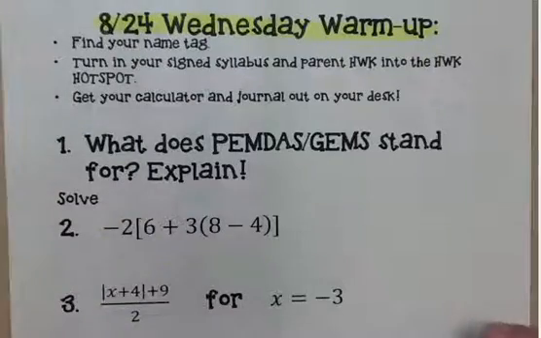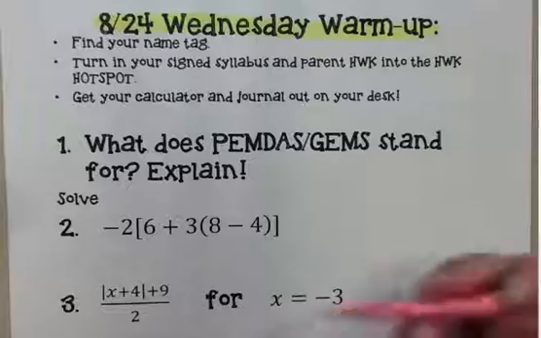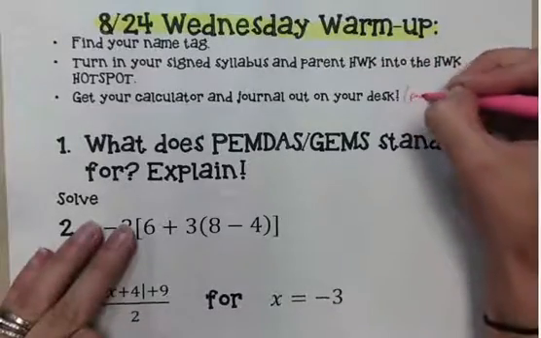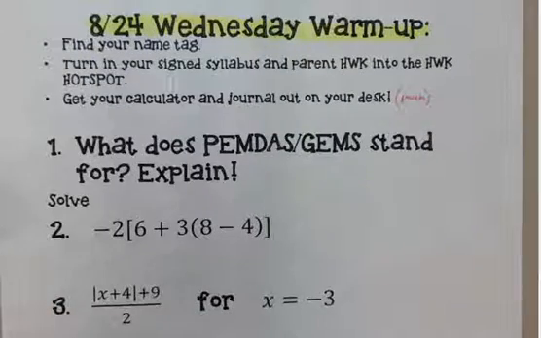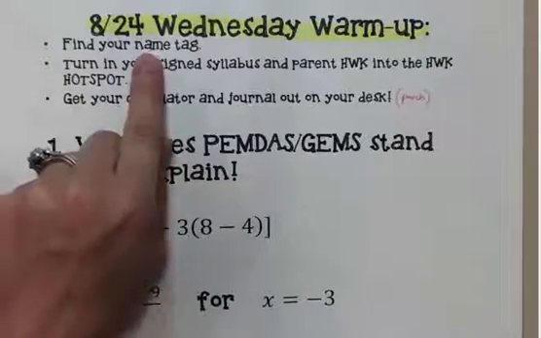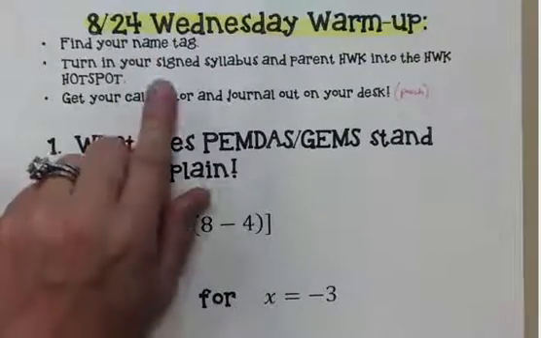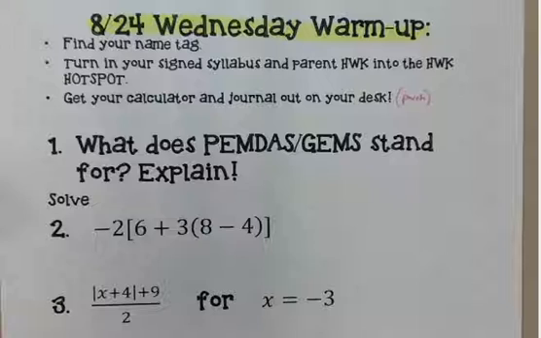Alright, so you should already have your journal and calculator out on your desk. Why don't you go ahead and get your pouch as well, because you will need your calculator, or sorry, your highlighter. As you already are working on your warm-up, because that bell rang, you should also have your name tag out on your desk, and your syllabus parent homework is turned into the homework hotspot. And keep any supplies out on your desk.